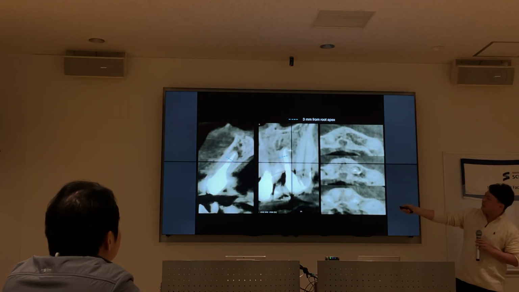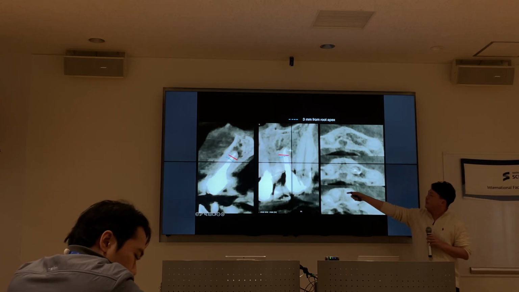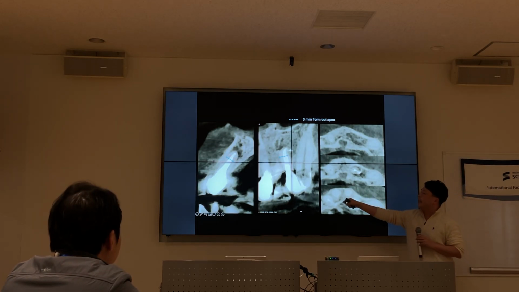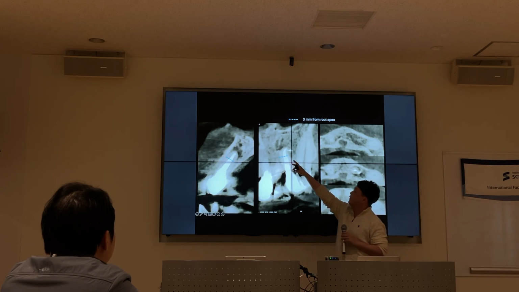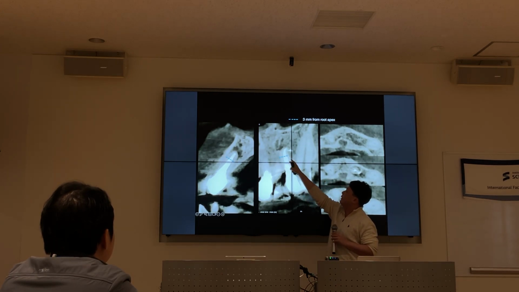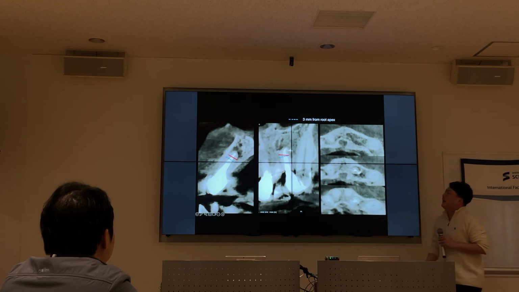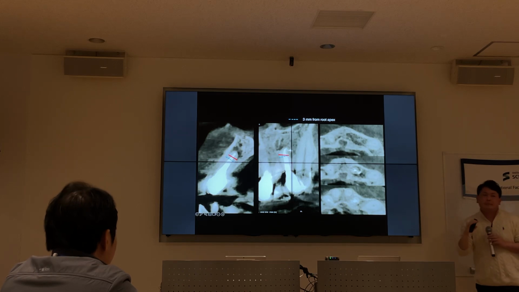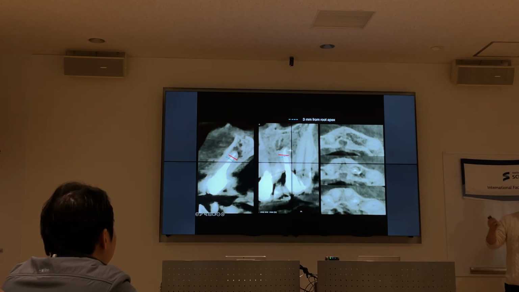So in this case, this figure shows an angle of CBCT. This mesial area is bone, but here is a bone defect. So I select this cutting area. You don't have to cut 3mm. It depends on the case of bone defect, I think.